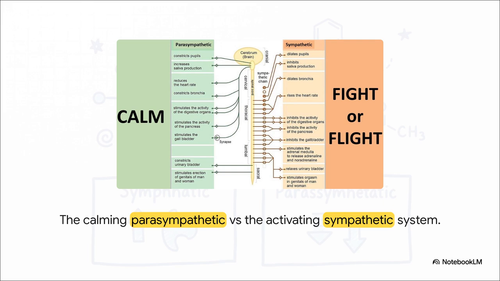On the flip side is the parasympathetic division. This is the rest and digest state. Its whole job is to conserve energy, promote digestion, and bring your body back down to a calm baseline, which includes constricting those pupils back down. They work completely opposite to each other to keep you perfectly balanced.